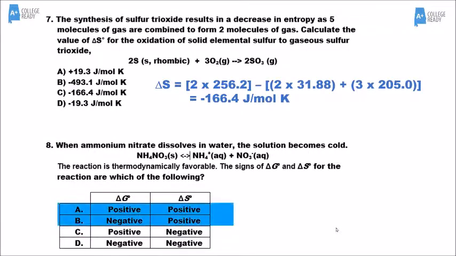So now we're locked into either A or B. Now to look at delta G, the ammonium nitrate does dissolve in water. Since it does dissolve in water, we know that it had to be thermodynamically favorable. For a thermodynamically favorable situation, delta G is negative.